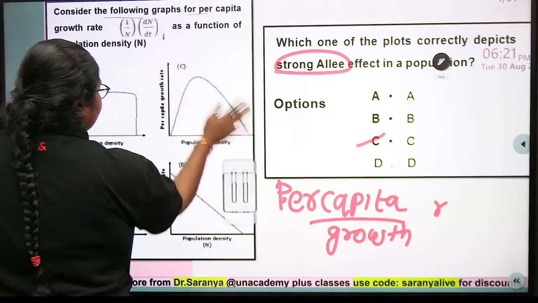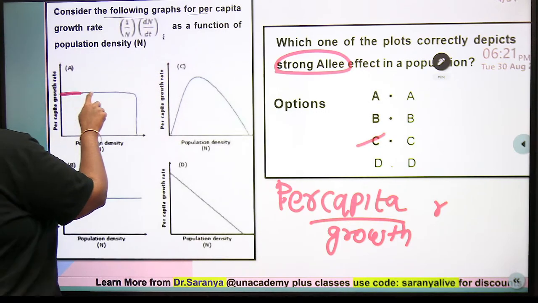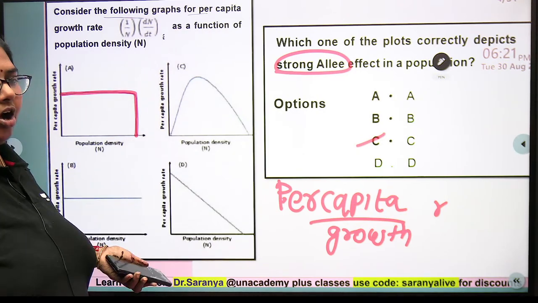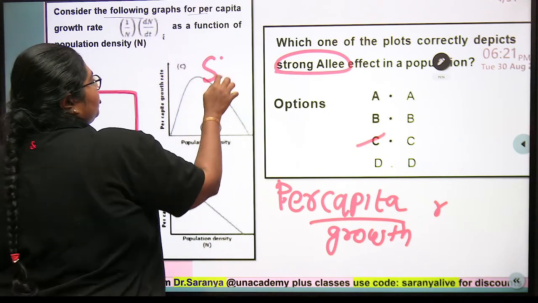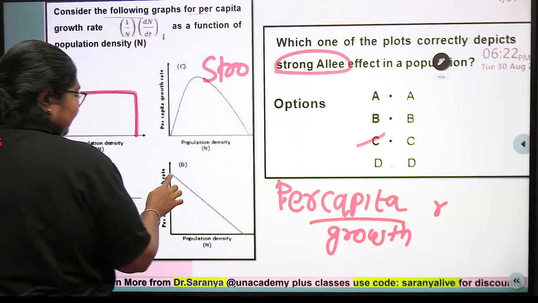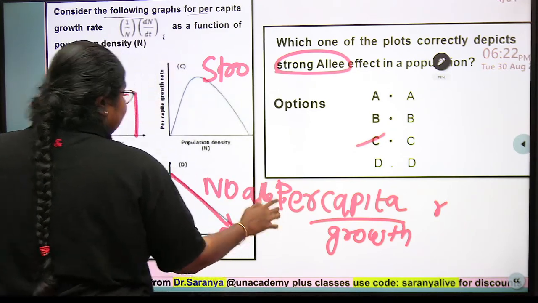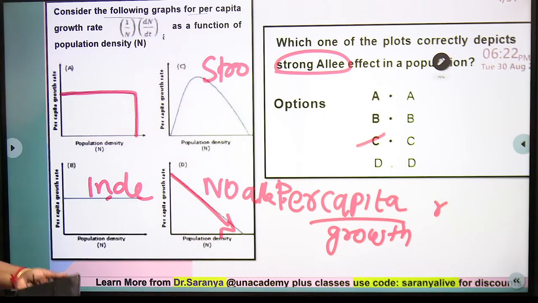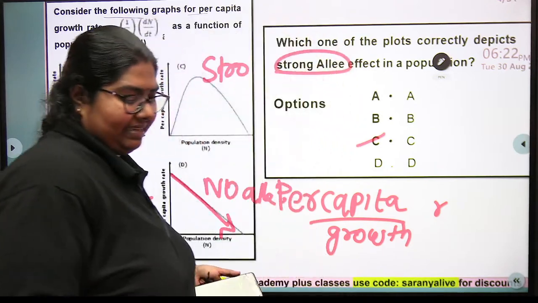Fine. So here, what is this number one telling? Do you get anything out of this graph? Is it related to your allelic effect? Not at all, isn't it? So we have only three graphs. This is a strong allele. This is a no allele. This is density independent. So now this concept is clear to everybody in this class. Everybody got this concept nicely now.